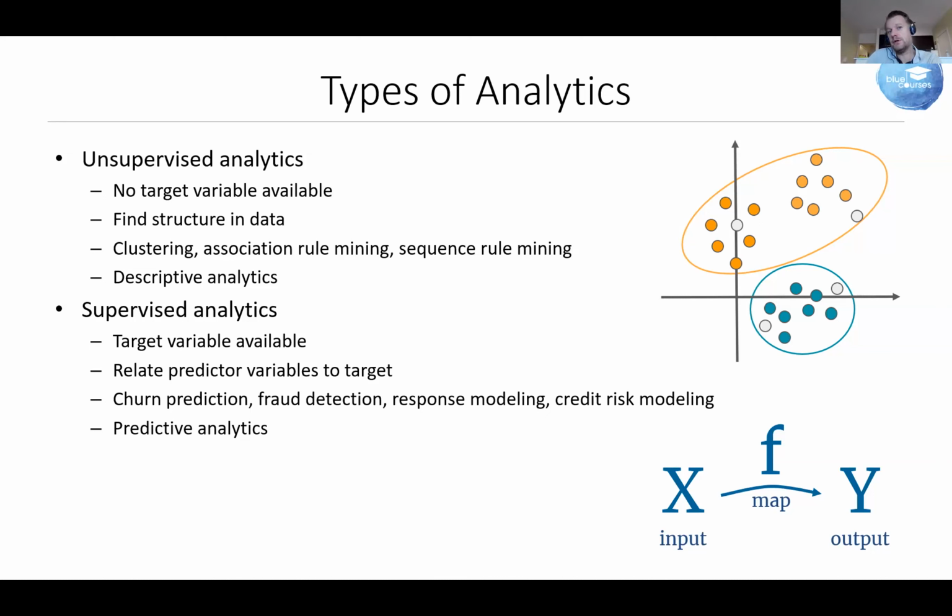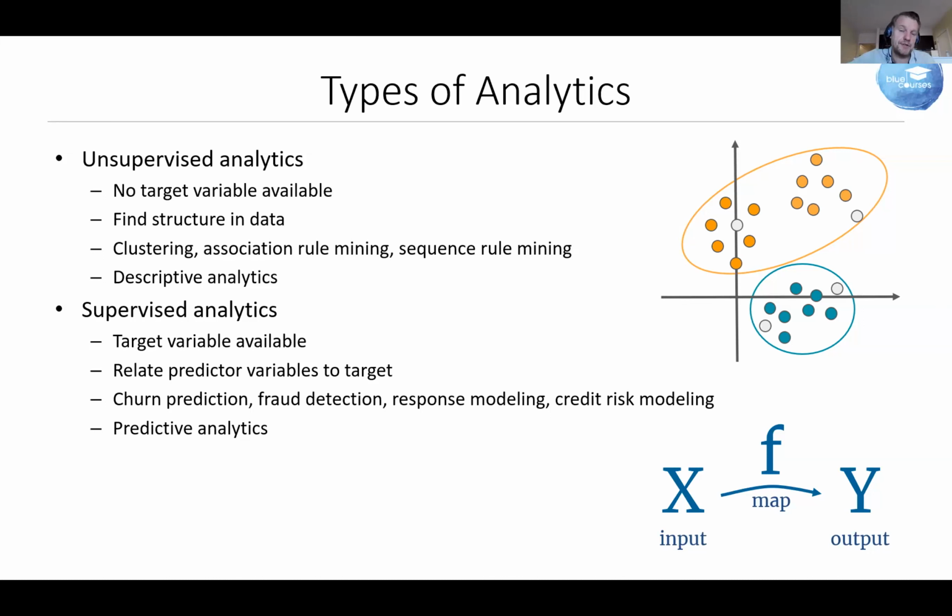And that target variable could be categorical, like churn, yes, no, fraud, yes, no, bad customer, yes, no, but it could also be a continuous variable. Maybe you want to predict Bart's income. Maybe you want to predict Bart's debt level, etc. That could also be continuous. Maybe you want to predict sales of a particular type of store, etc. So if you have a target variable available, then you have supervised or predictive analytics.